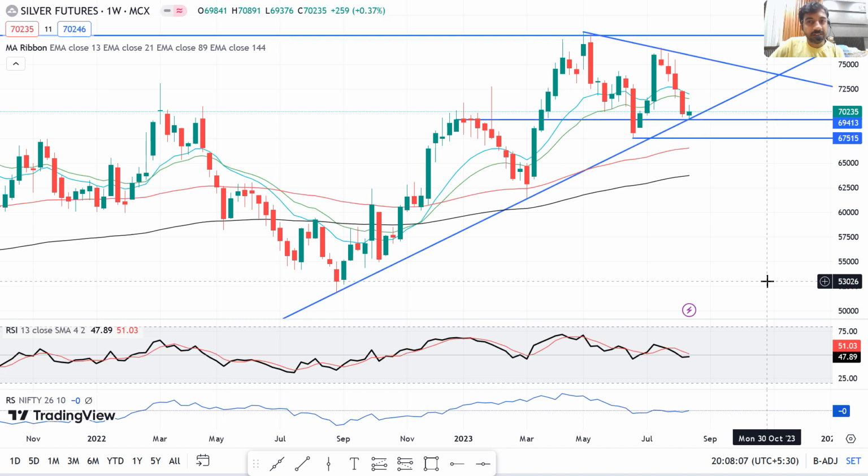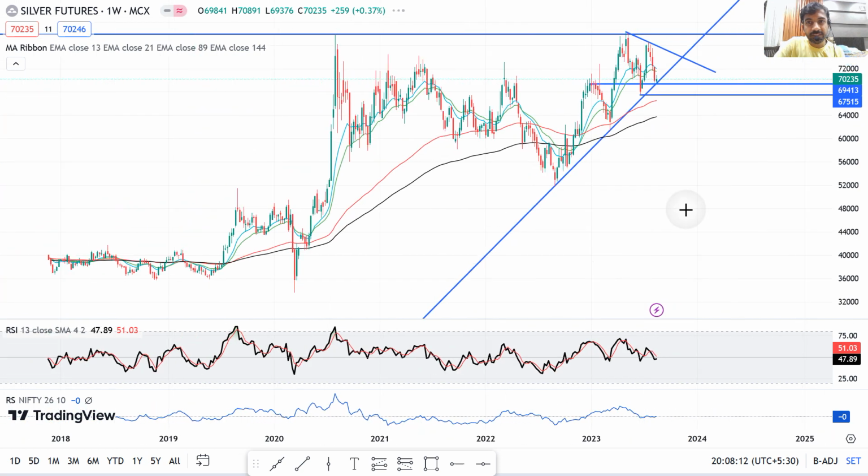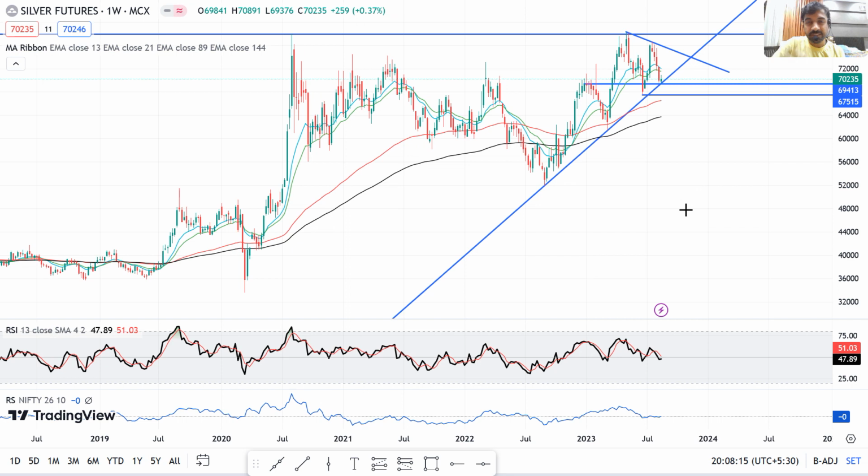Next on our chart is silver. If I zoom out a little bit, you'll see that silver has actually tried to do an all-time high breakout, and it failed miserably. So this is a breakout failure that we are having on our hands right now.